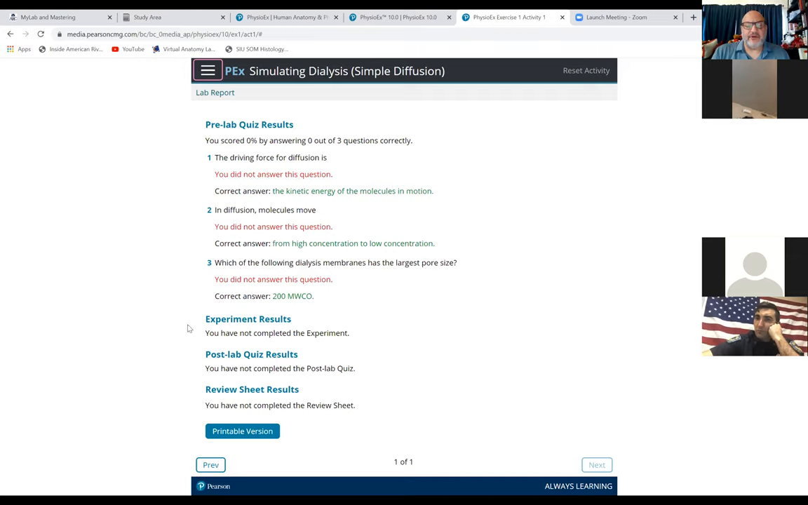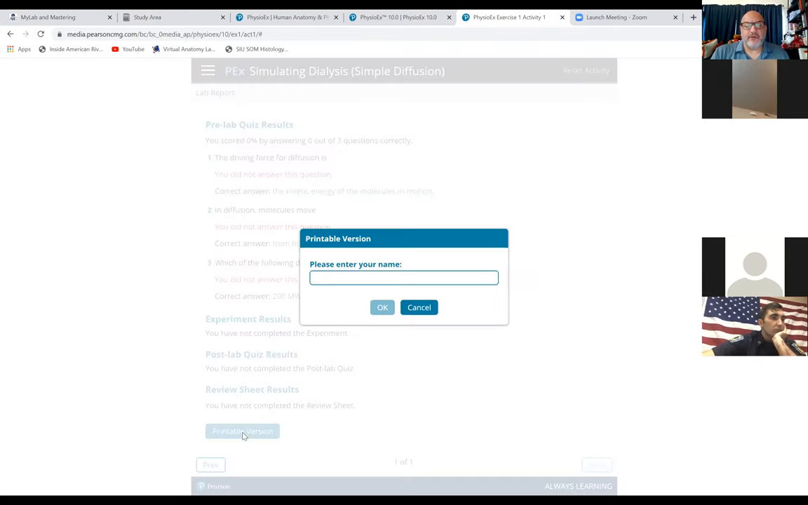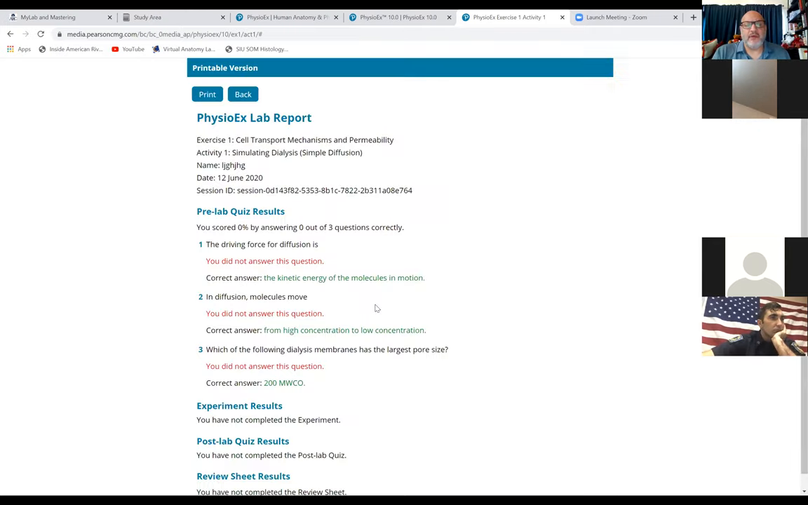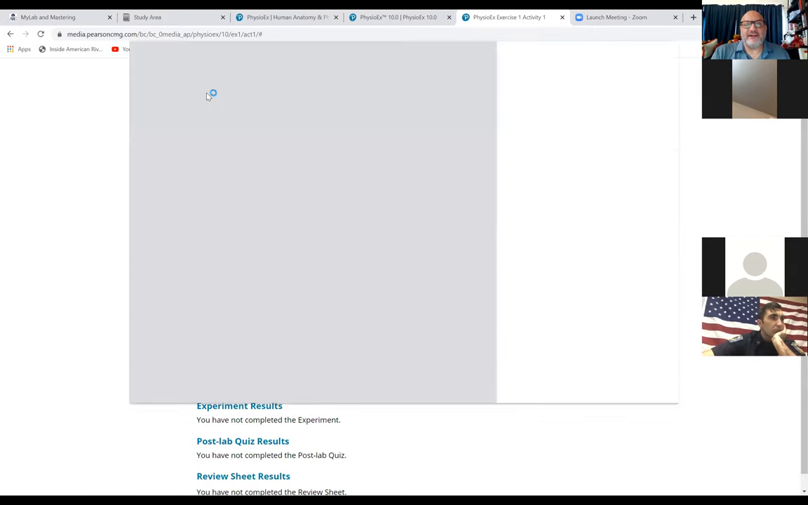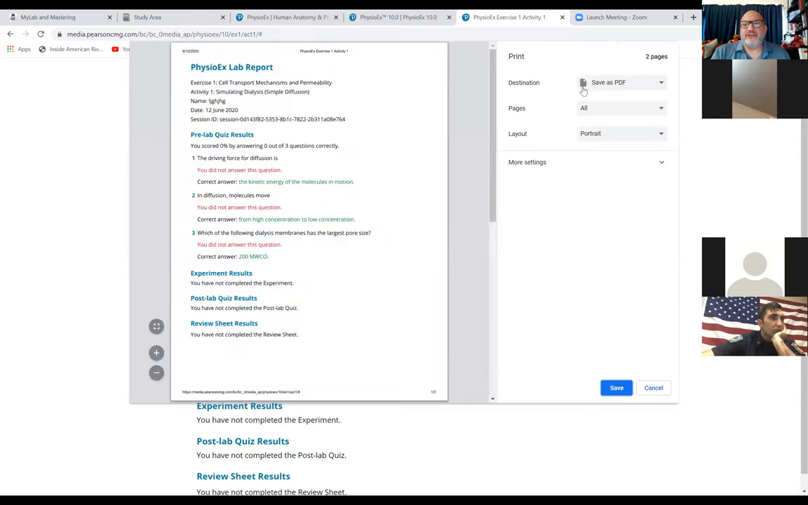You are going to click the button. You'll have to scroll down all the way to the bottom to the printable version. When you go to the printable version, you put in your name. And when you click print, instead of printing it as paper, you're just going to select save it as a PDF. You have that option of saving it as a PDF. And then that PDF is what you drop off in the module on that assignment. So that's what you're going to do with that.